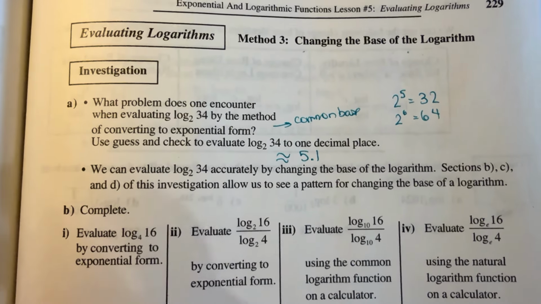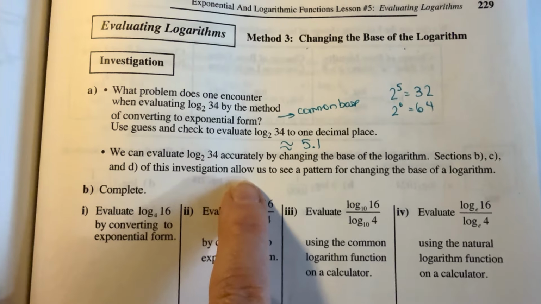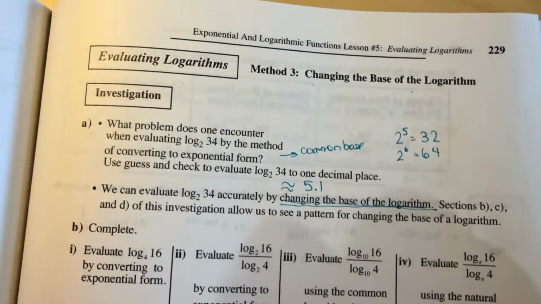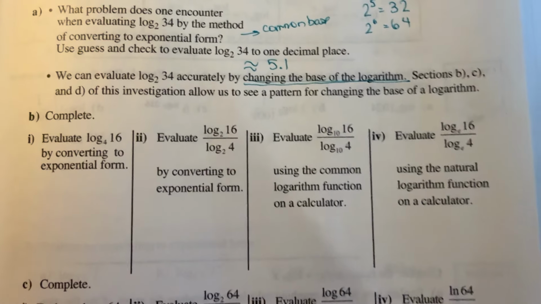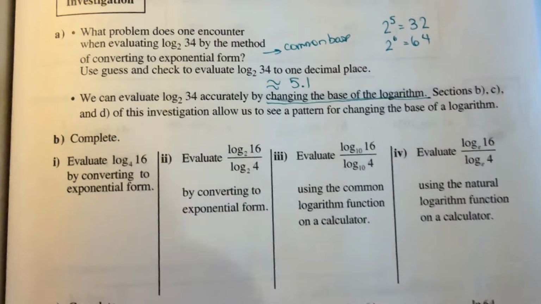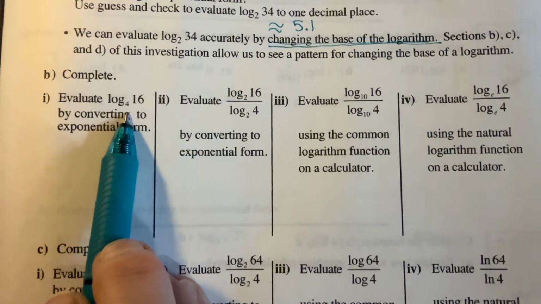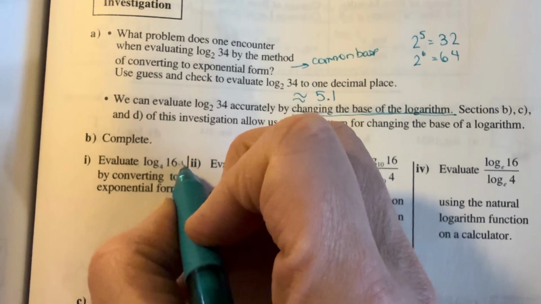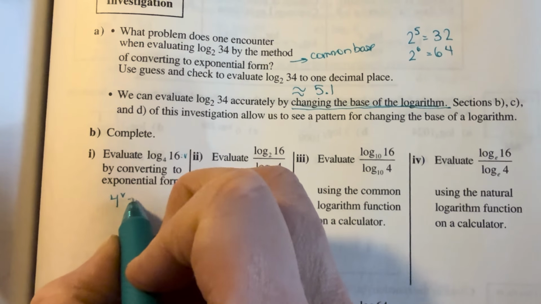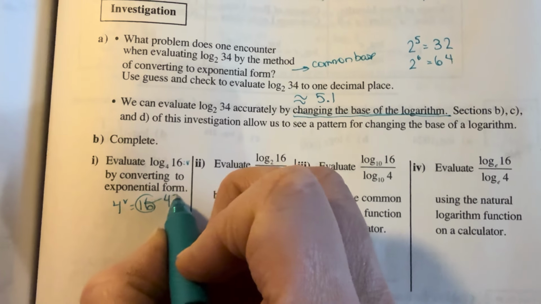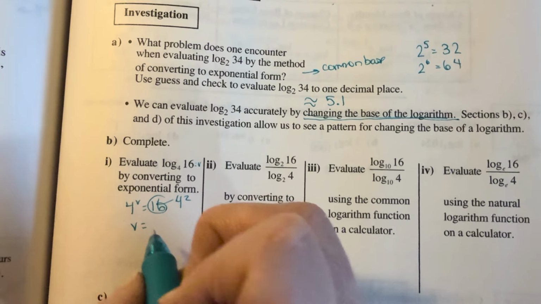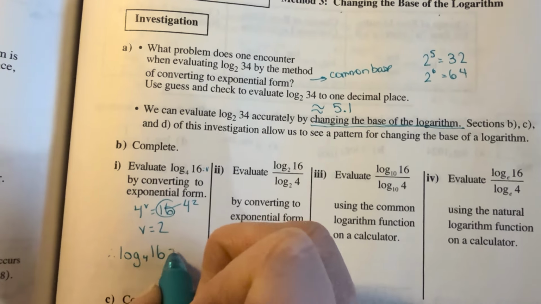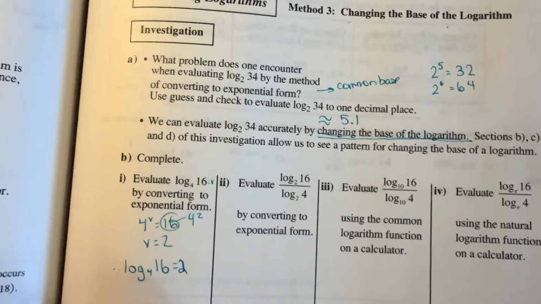Okay, so then we can use the change of base of the logarithm formula, and the formula is always given to you. So we're just going to see what happens here, and then we'll form our formula. Evaluate log base 4 of 16 by converting it into exponential form. Well, I would say that's equal to v. 4 to the power of v is equal to 16. 16 is 4 squared, so that means v is equal to 2. Therefore, log base 4 of 16 is equal to 2.